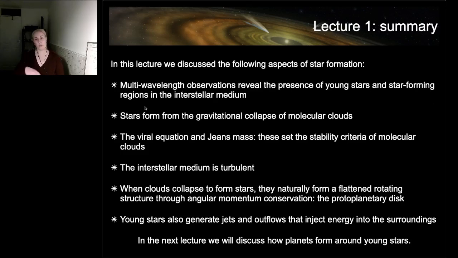So we can use infrared light to see the warm dust, which is actively forming stars, and we can use longer wavelength light to see the colder dust, which is where the next generation of stars will form. We then also started to consider the different physics that goes into forming a star.